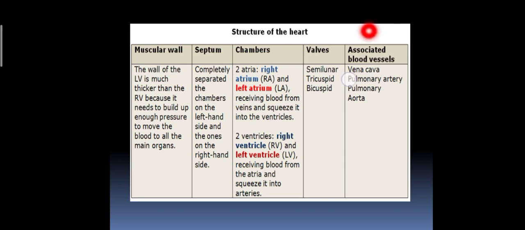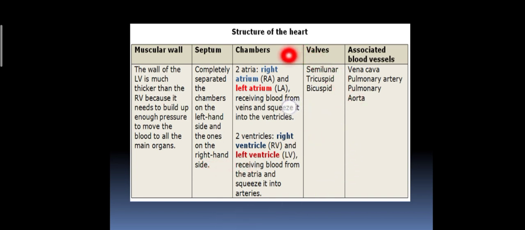This table is showing the structure of the heart. If we talk about the muscular wall, then the wall of the left ventricle is much thicker than the right ventricle because it needs to build up enough pressure to move the blood to all the main organs. The septum completely separates the chambers on the left-hand side from the ones on the right-hand side. So the septum separates the oxygenated and deoxygenated blood, and it prevents the mixing of these two.